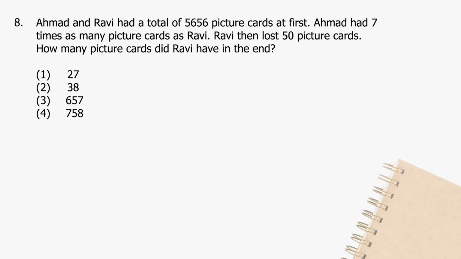Question 8. Ahmad and Ravi had a total of 5,656 picture cards at first. Ahmad had 7 times as many picture cards as Ravi. Ravi then lost 50 picture cards. How many picture cards did Ravi have in the end?